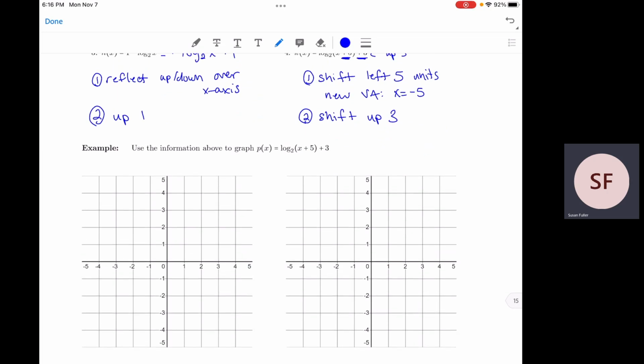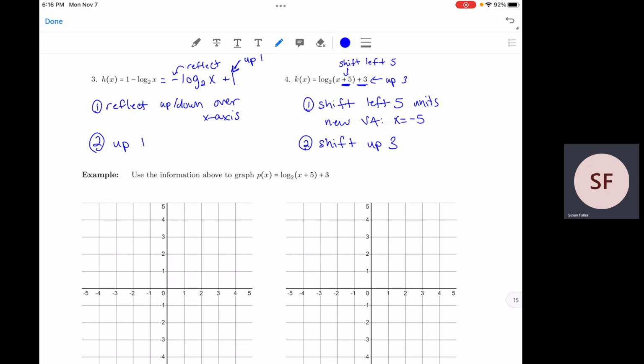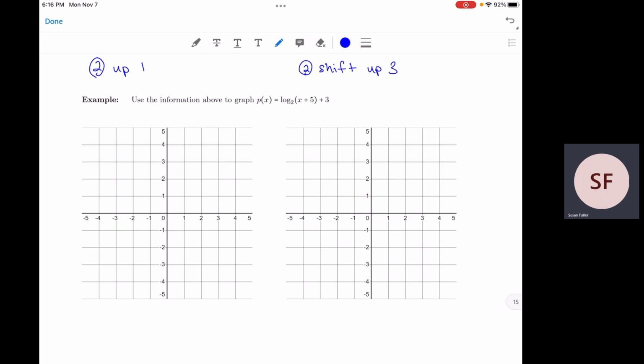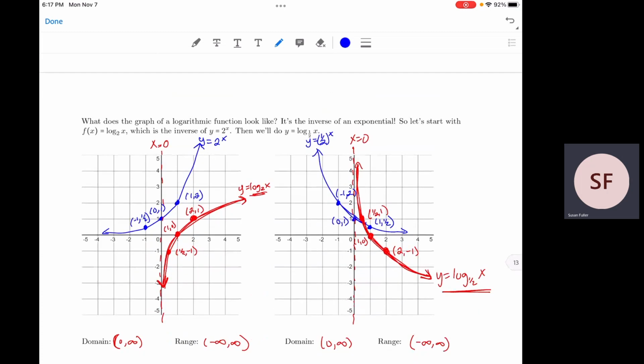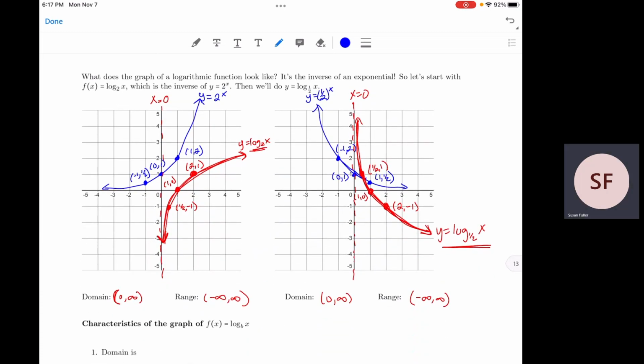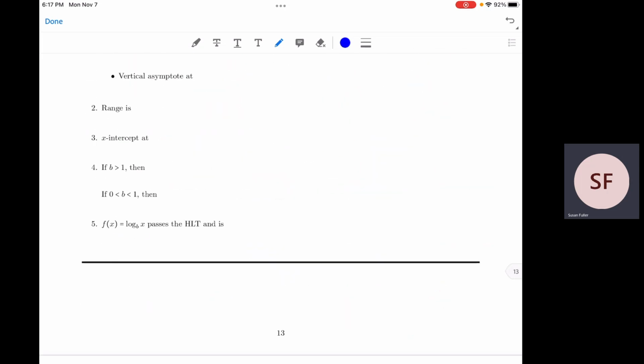Okay, so let's use this information to graph log base 2 of x plus 5, that whole thing plus 3. So this was the last one that we did here. So first we have to figure out what the log base 2 of x graph would look like. So my base here is going to be log base 2 of x. And we just did this one up here. So log base 2 of x, that's going to look like this red one here on the left. I'm going to have the points 2, 1, and 1, 0. I'm going to start with those as the points for my logarithm.